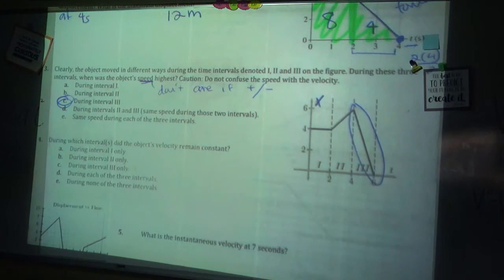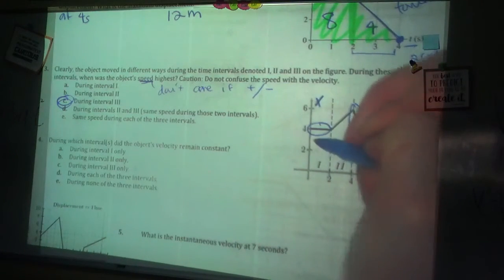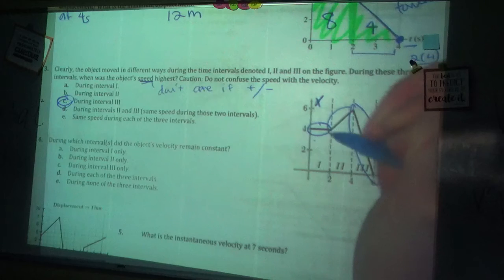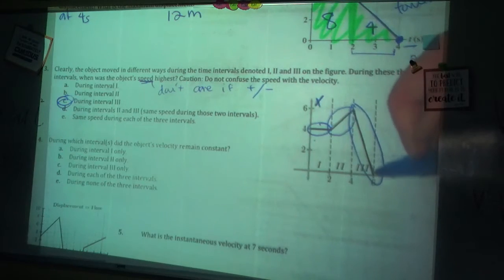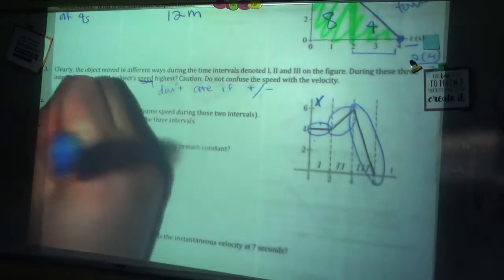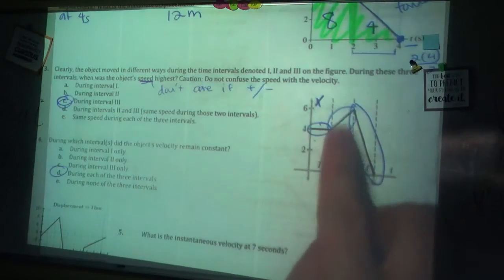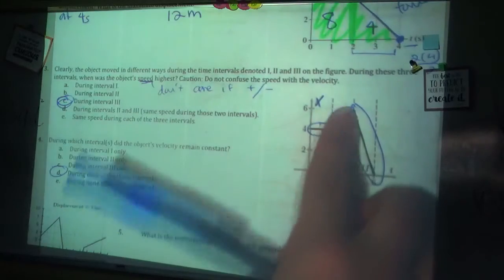And during which intervals did the velocity remain constant? Well, here it's a constant velocity of 0. This section, it's got a constant velocity, not 0, but still a constant velocity because it's straight. And then the third one, I again have a constant velocity because it's straight. So I have 3 different constant velocities. So in each of the 3 intervals, I have a constant velocity. It changes between intervals, but it's not changing within the interval.